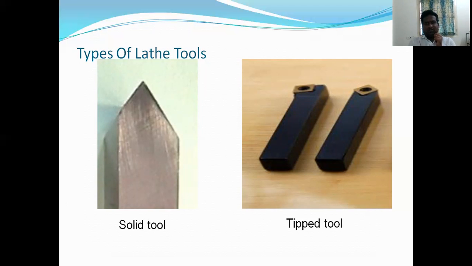One is the solid tool, and the second one is the tipped tool. The solid tool has a body made of a single material itself. The entire body is made of a single material. The tipped tool is made of different materials. The entire body is made of one material, and observe here, this is the cutting edge, and this cutting edge is made of a different material. That's why this is called a solid tool, and this is known as the tipped tool, right?